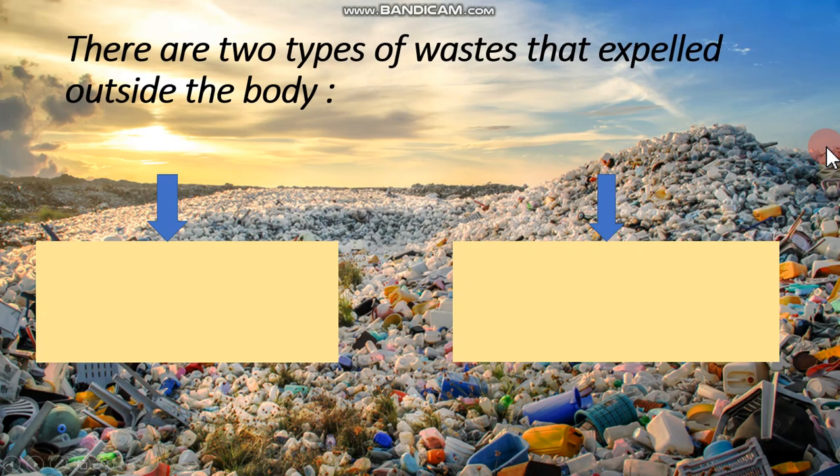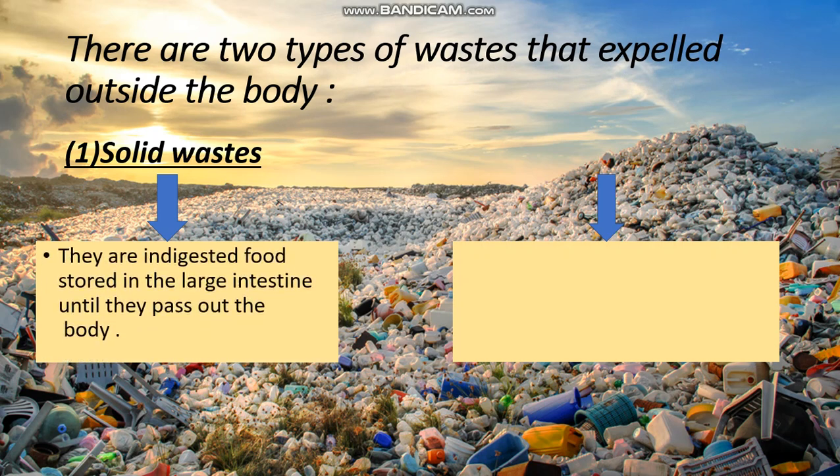There are two types of wastes that are expelled outside our body. Number one, the solid wastes, and they are the undigested food stored in the large intestine, as we studied before in grade 4, until they pass out of the body. Number two, the excretory materials.